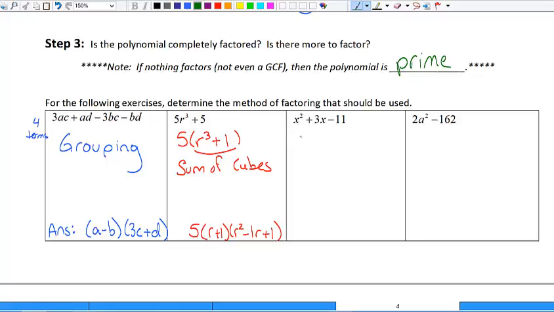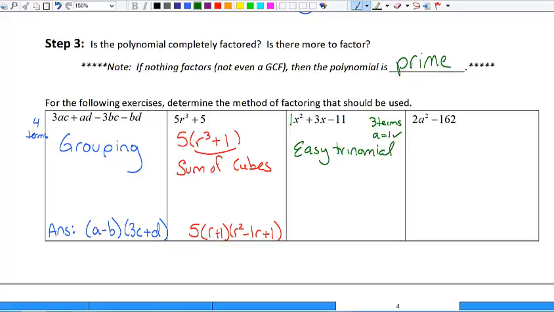On our next problem, is there a GCF? Well, no, there's not. So now I ask myself, are there 2, 3, or 4 terms? Well, there are 3 terms. Because it's a 3-term polynomial, I'm going to have to ask myself one more question. Is a equal to 1? Well, yeah, it is. So because a is equal to 1, this is an easy trinomial.